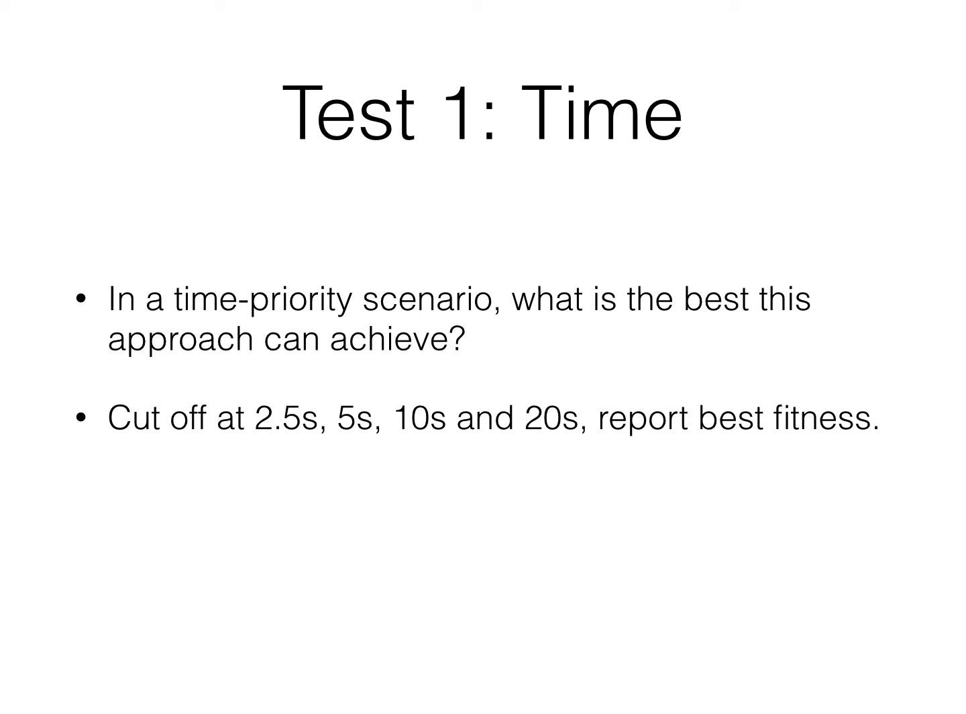So the first test we did was, if there was only a certain amount of time available, what's the best fitness that each of these approaches can achieve when they run their experiment? So at 2.5 seconds, 5 seconds, 10 seconds, and 20 seconds, report the best fitness. And in this scenario, fitness means when you perform that expressive range analysis, you find the center, basically, of that cloud of data points, and you want to look at the distance between the center of that cloud and the metric values that the player supplied to us.